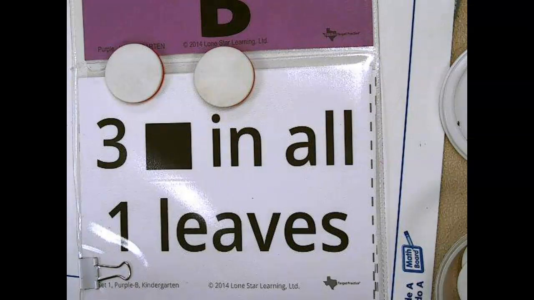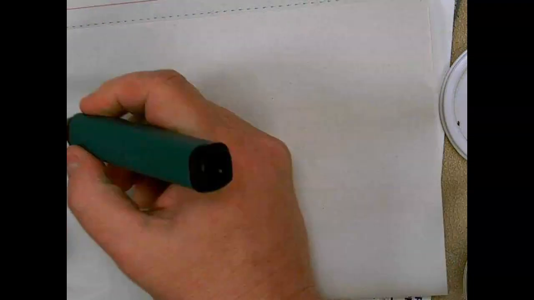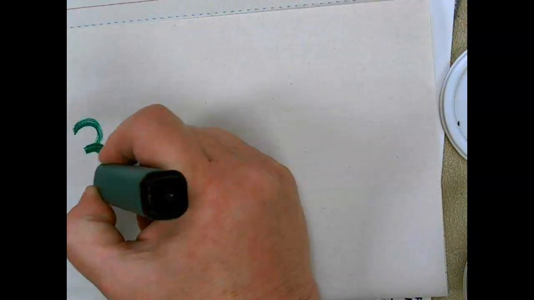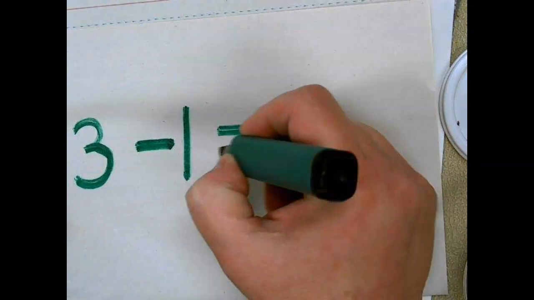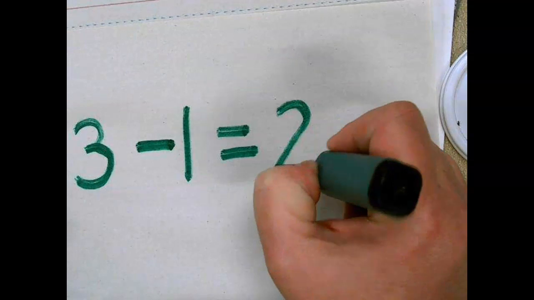The way we would write that, if we were going to write it on a paper, would be 3, take away 1 equals 2.